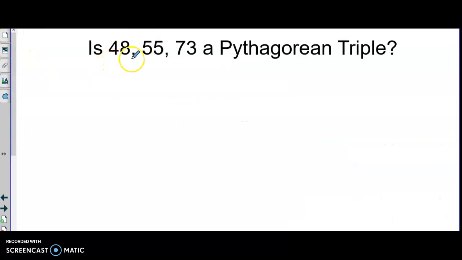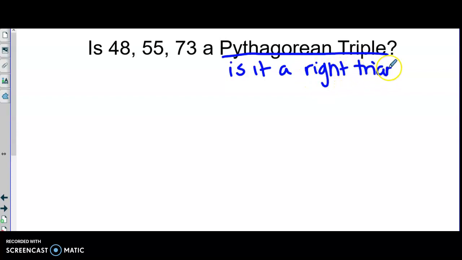Is 48, 55, 73 a Pythagorean triple? Now, Pythagorean triple is just some fancy math words for saying, is it a right triangle? So Pythagorean triple just means that the three values work in the Pythagorean theorem. In other words, is it a right triangle?